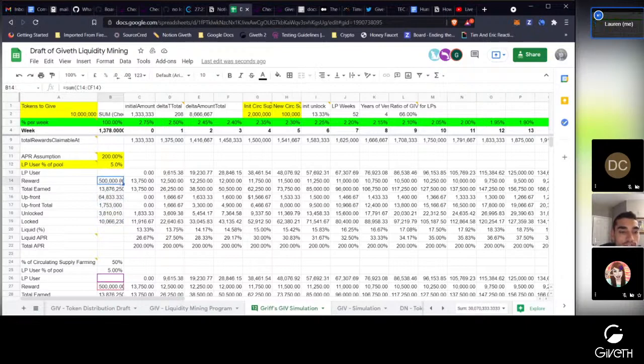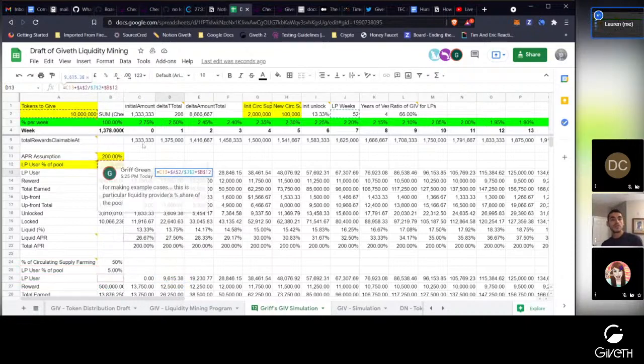So what is this LP user? This is their stake. This is their tokens in the pool. Let's see. This is 5% of the pool. I think it's the rewards that they get. Let's see, so they get 5%. It's C13.